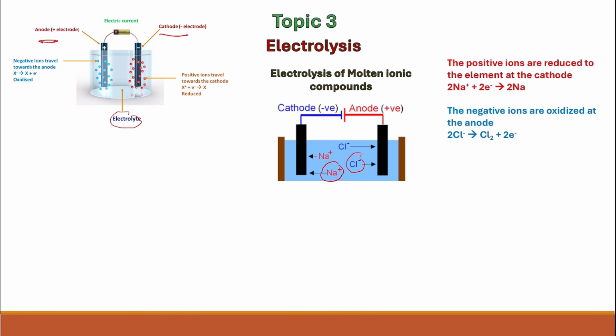You should be able to write the half equation and explain why it's oxidation or reduction. Remember OIL RIG: oxidation is the loss of electrons, so this is oxidation, and reduction is the gain of electrons, so this is a reduction.